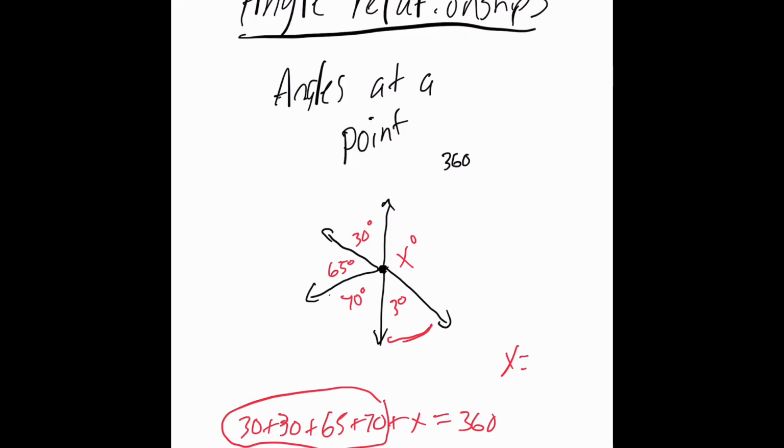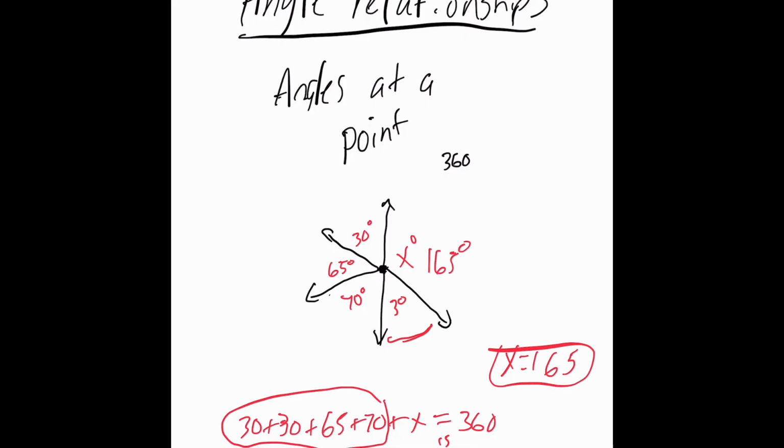And then X would equal... I actually have to work this one out. 360 minus 195: 10, so that's 5 in the back, 2, 15, that would be 6, and then 165. So that means this angle is a 165-degree angle.